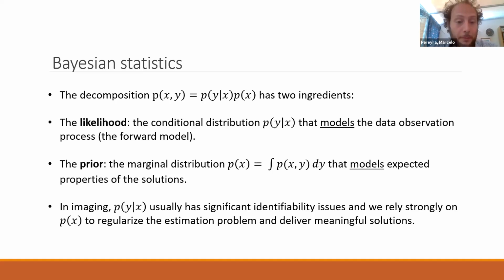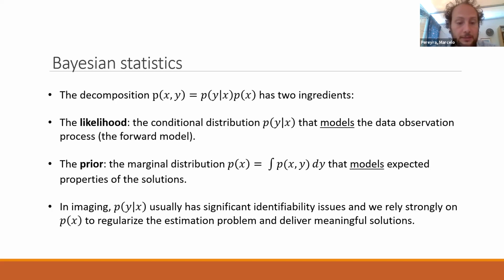And then we have the prior distribution, which is essentially the marginal of X. So it's what comes when you marginalize out the data from your joint model. And this models expected properties of the solution. In a very simple case, this could model that X is sparse, or that X is piecewise regular, or that X has wavelet coefficients that look in a certain way. In this talk, I'll go into more advanced models that capture information from training examples.